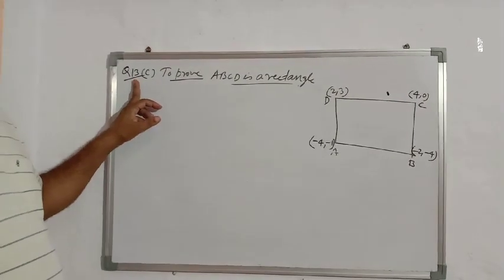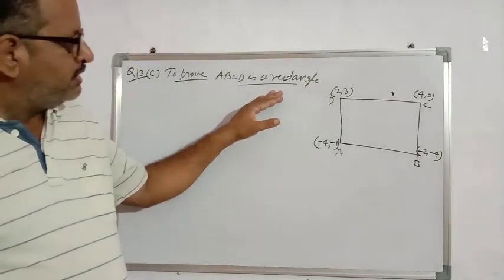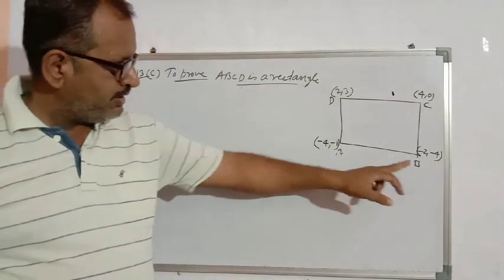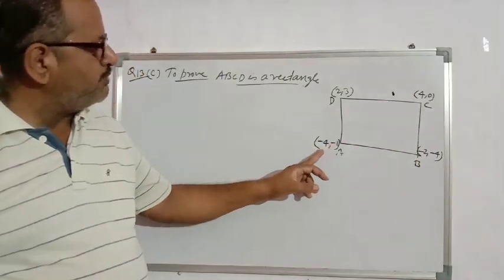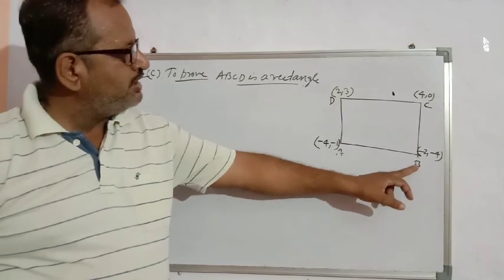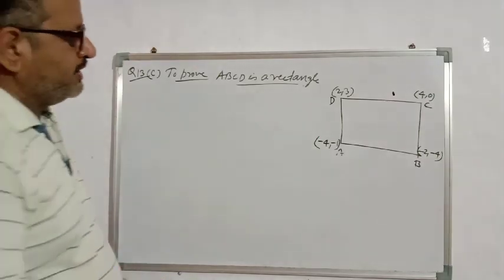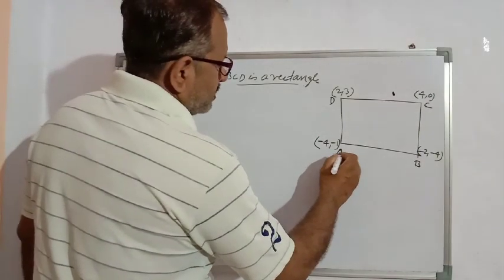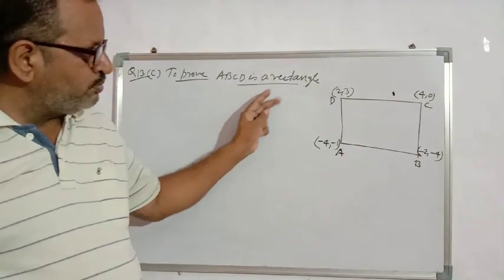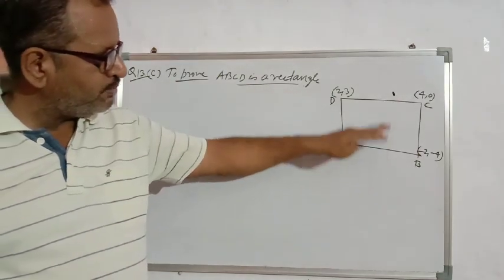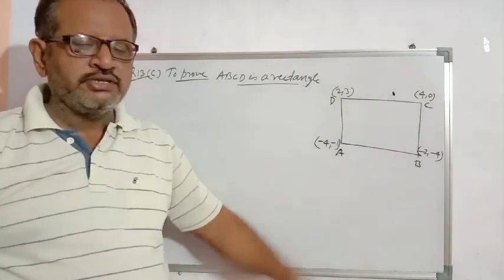See question number 13C. We have to prove that ABCD is a rectangle. Coordinates of A, B, C and D are given in the question. So coordinate of point A is (-4, -1), point B is (-2, -4), C is (4, 0) and D is (2, 3). How can we prove ABCD is a rectangle? To prove it is a rectangle, firstly we have to show opposite sides are equal. Then we will prove diagonals are also equal.